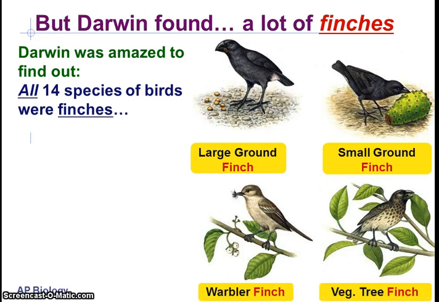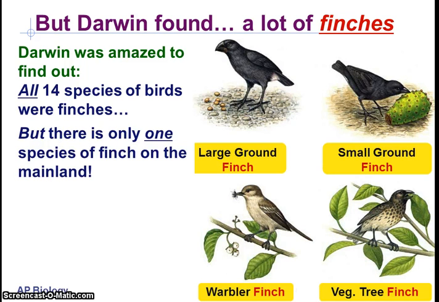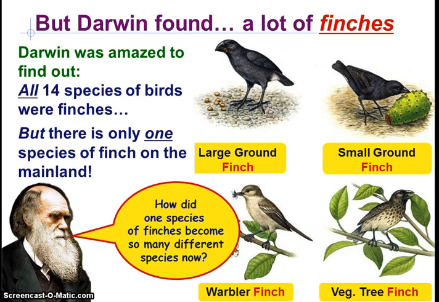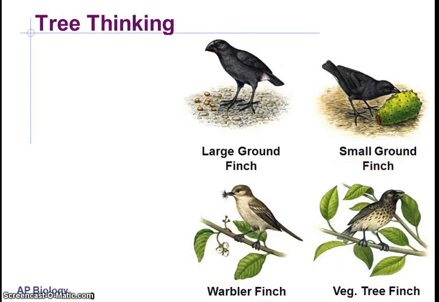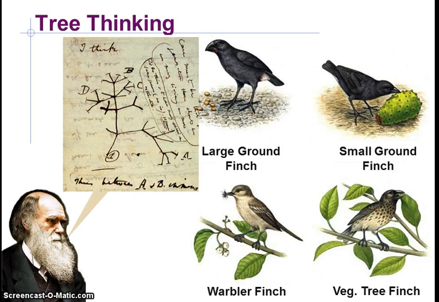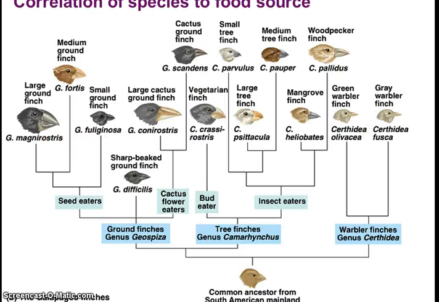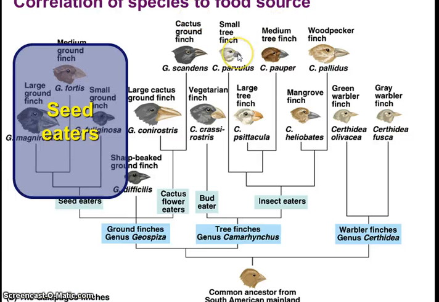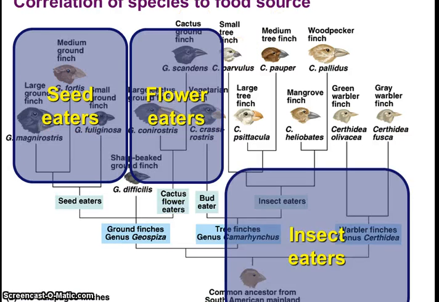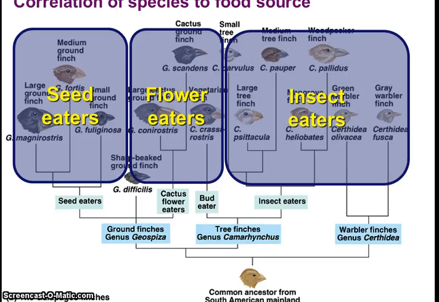They're all different finches. But there was only one species of finch on the mainland. How did one species of finch become so many different species here on the Galapagos? So he started thinking and drew up this tree of what things could look like, from ancestral species to the descendants. This says up here correlation of species to food source. So you get your seed eaters, flower eaters, and insect eaters.